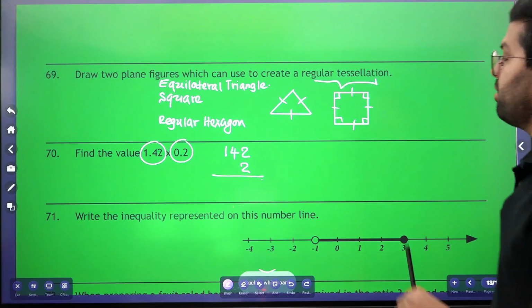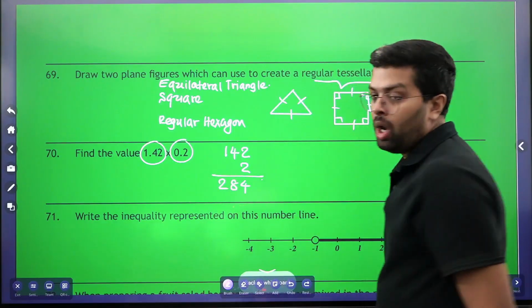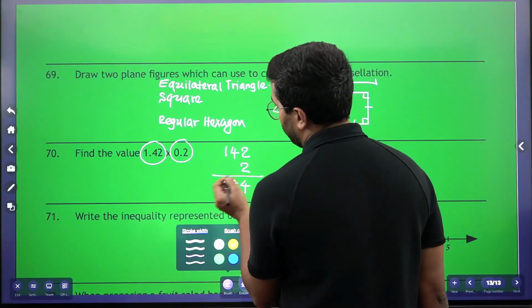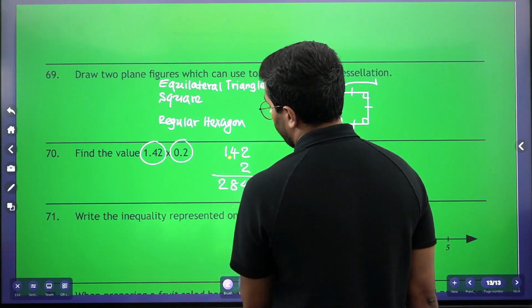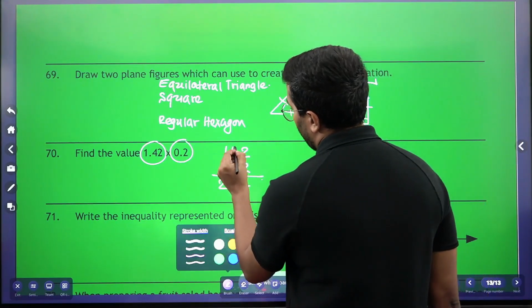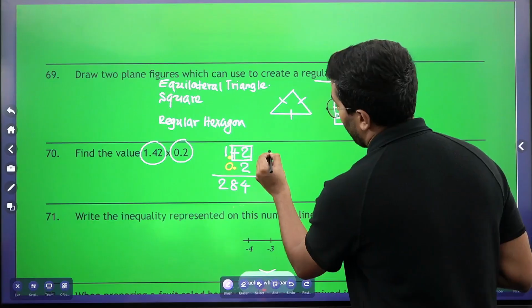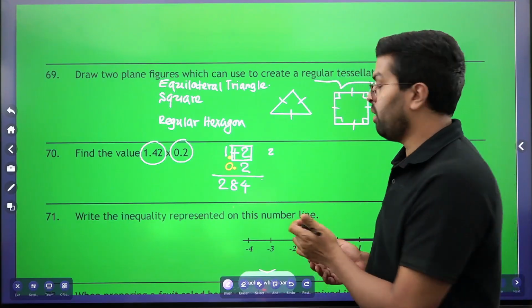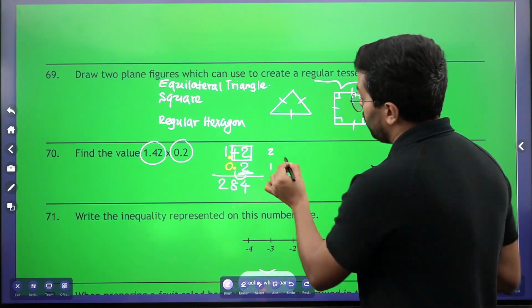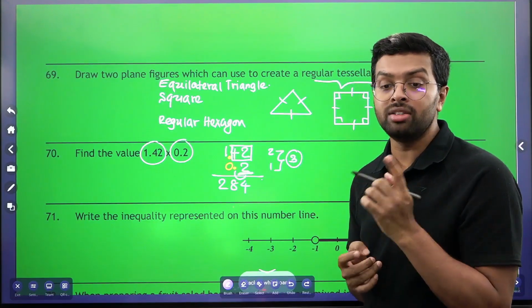Once you multiply 142 by 2, the answer is 284. Now let's put the decimal point at the correct placement. So 1.42 times 0.2. What's the method to get the answer? Let's count the digits after the decimal point in the first number. We have 2 digits after the decimal point. The second value has 1 digit after the decimal point. So altogether there should be 3 digits after the decimal point in your answer.